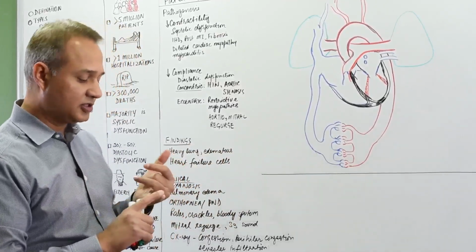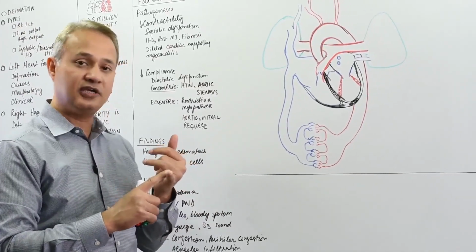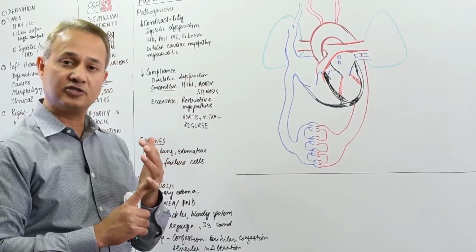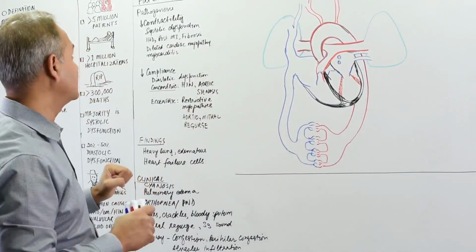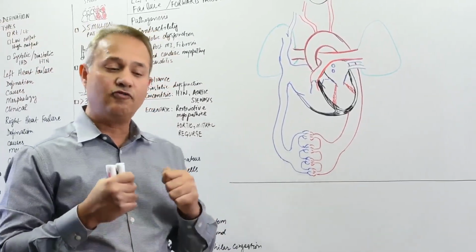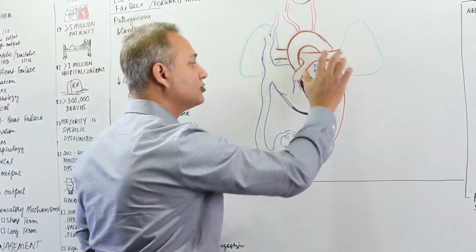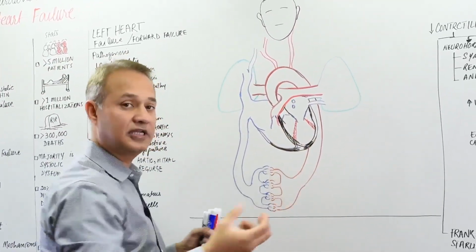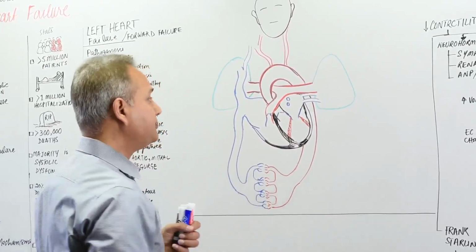The things that we need to understand now are: number one, what is heart failure? Number two, what is forward versus backward failure? Number three, what is systolic versus diastolic failure? Let's get those out of the way and then we'll talk about the left heart specifically. Look, forward failure versus backward failure. Forward failure is that the heart, this is the heart here, is unable to pump enough so that the viscera and the tissues can get adequate blood supply. That is a forward failure.